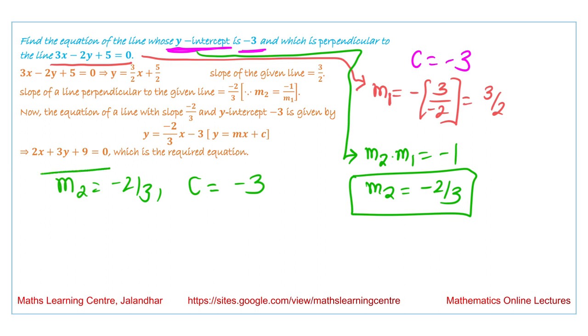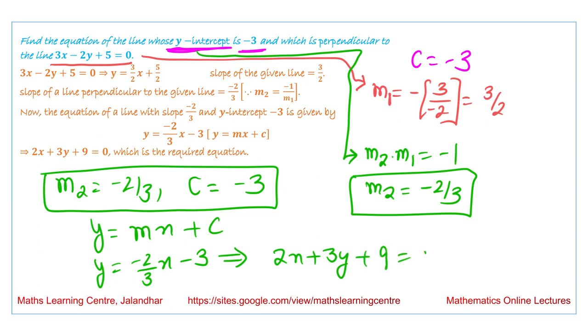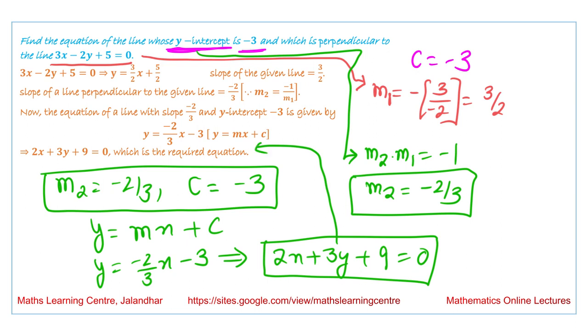So we are interested in calculating the equation of a line whose slope is minus 2 by 3 and whose y-intercept is minus 3. We know that the equation of this line is y is equal to mx plus c. So we obtain y is equal to minus 2 by 3 x minus 3. So this implies 2x plus 3y plus 9 is equal to 0. So this is the required equation of the line whose y-intercept is minus 3 and which is perpendicular to this line.